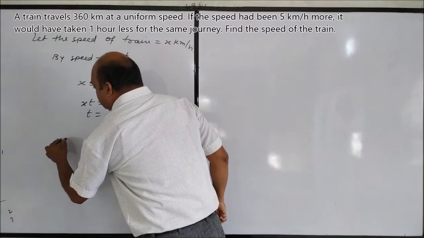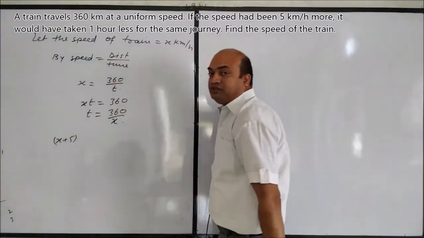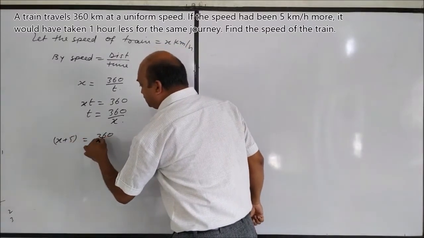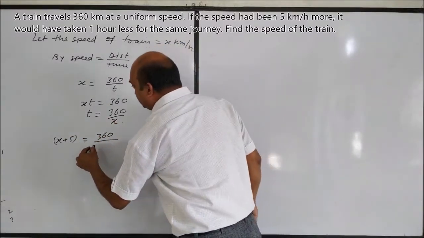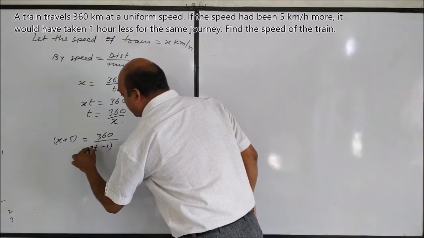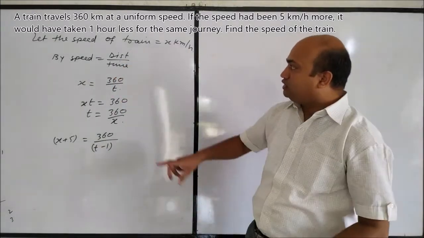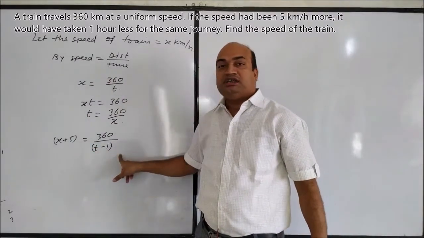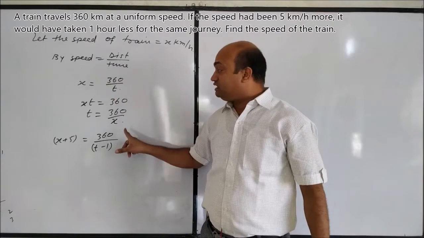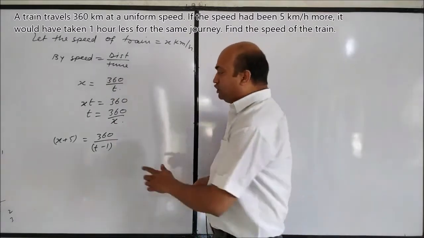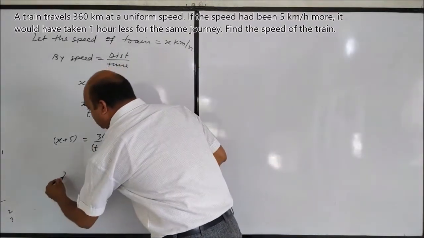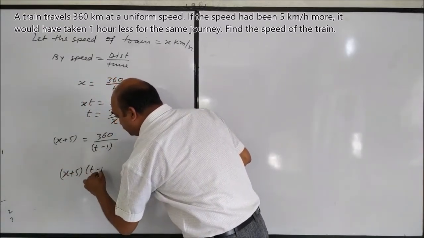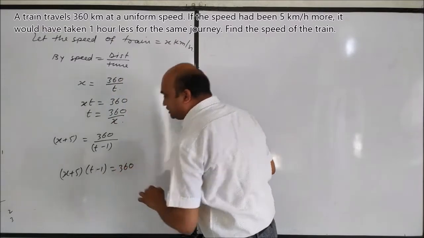If we increase the speed by 5 km per hour, then the speed will become x plus 5. Then the same distance, 360 km, the train travels in 1 hour less. So now the speed will become x plus 5 km per hour and the time will become t minus 1 hour, but the distance remains the same. Now we multiply: x plus 5 into t minus 1 is equal to 360.